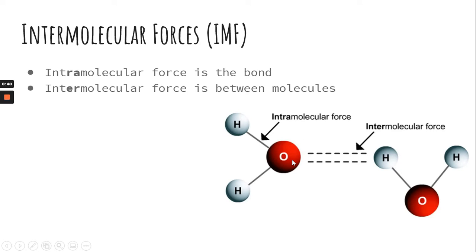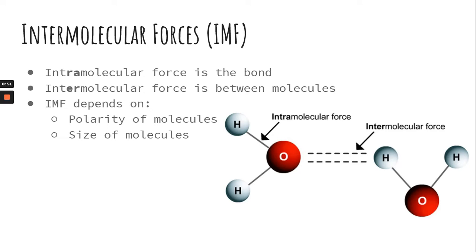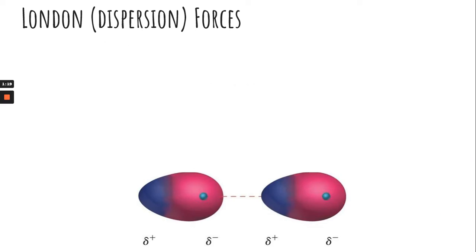So make sure that you read the question carefully so you know whether you're talking about the bond or you're talking about between molecules. Now, intermolecular forces depend on two things: the polarity of the molecule and the size of the molecule. Generally, the larger the size of the molecule, the stronger the intermolecular force becomes. But before we look at the size of the molecule, we always determine the intermolecular force based on the polarity. Then if they have the same intermolecular force, we look at the size. So there are three types of intermolecular forces.